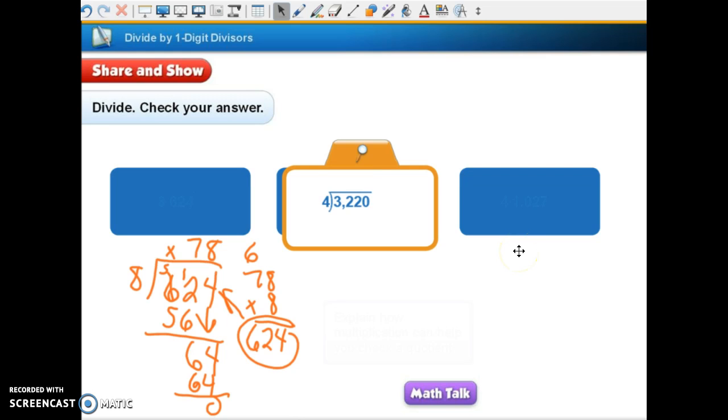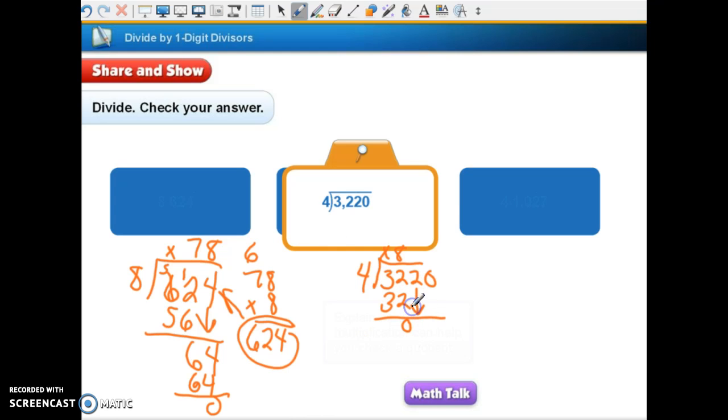All right, let's do our division. 4 divided into 3,220. Will 4 go into 3? Can 3 be divided evenly among 4 groups? No. Can 32 be divided among 4 groups? Yes. How many times? 8. And 4 times 8 is? 32. Okay, so we have 0.